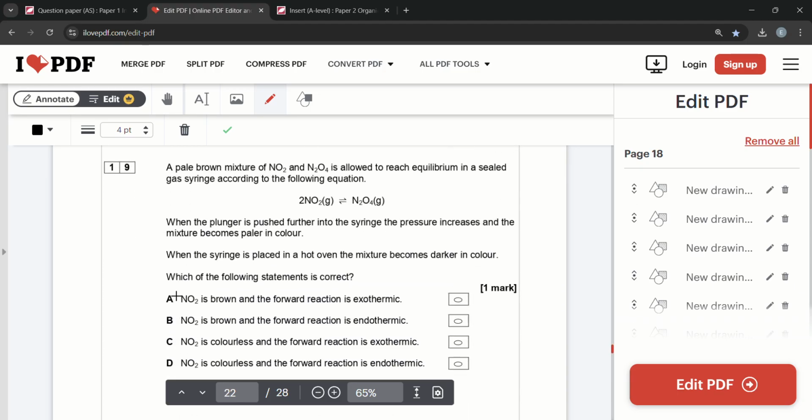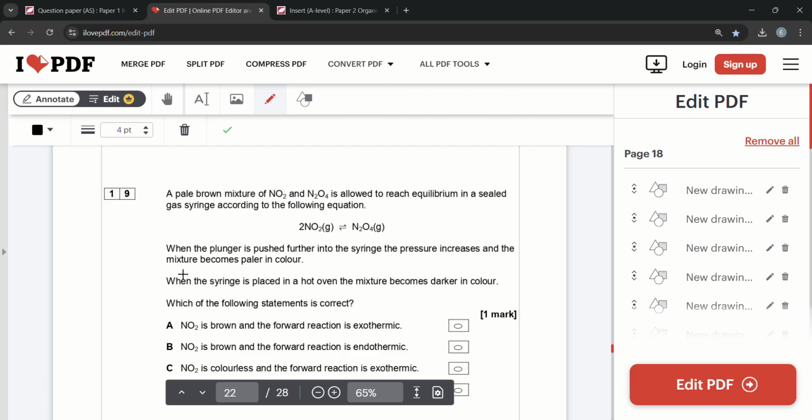Question 19. A pale brown mixture of NO2 and N2O4 is left to reach equilibrium in a sealed gas syringe according to the following equation. When the plunger is pushed further into the syringe, pressure increases and the mixture becomes paler in color. Okay, this one's really tricky.